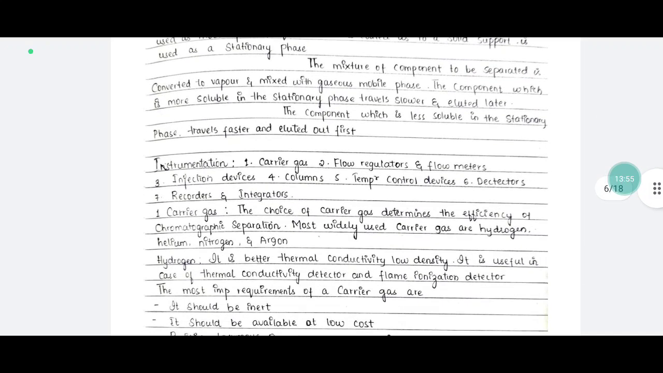The instrumentation for gas chromatography consists of a carrier gas, flow regulators and flow meters, injection devices, columns, temperature control device, detectors, and lastly recorders and integrators. These are the important instrumentation for gas liquid chromatography.